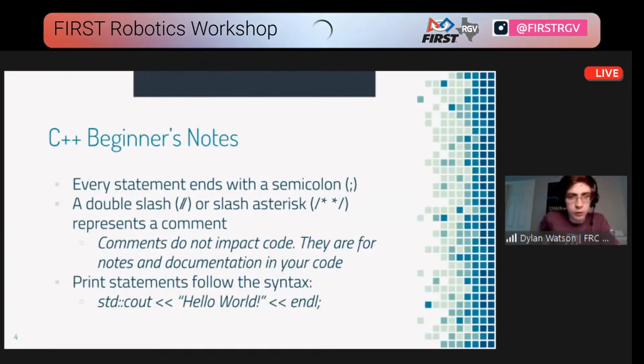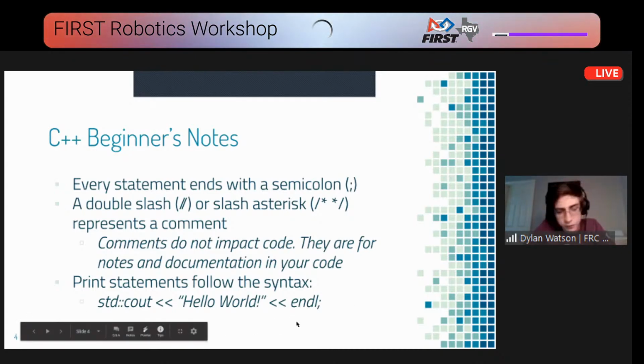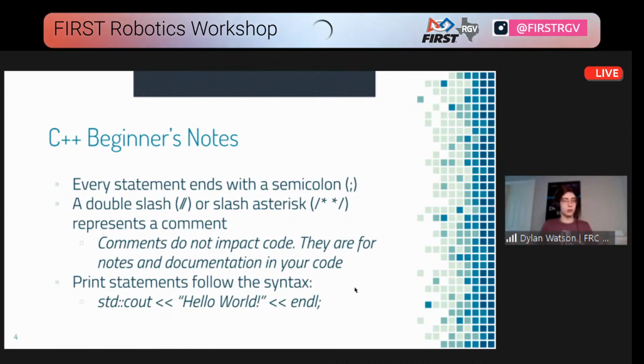Beginner's notes. The first thing that is important to note for any new C++ programmer is basic programming stuff. Every statement ends with a semicolon, and a double slash or slash asterisk marks a comment in the code. Comments don't impact code, they're for your own notes. And I put this down here just so you know in the sample code I'll be showing you: anytime you see std::cout with this operator here, that's a print statement. That will print out to the console. For example, on your driver station for FRC, you'll get an output from that. Moving on.